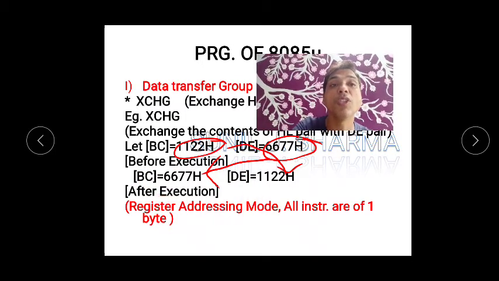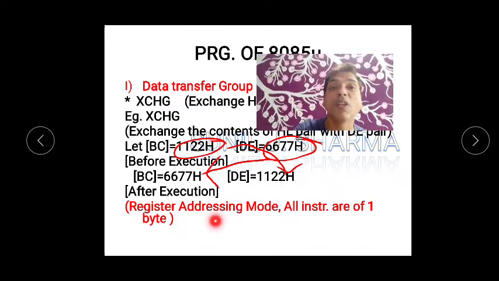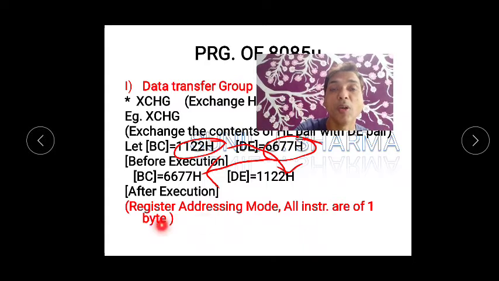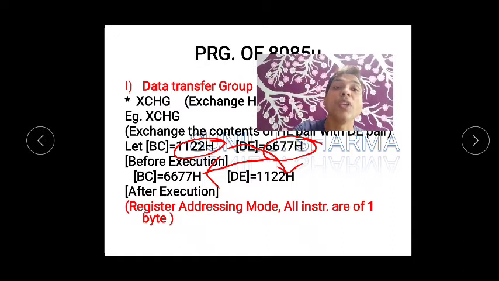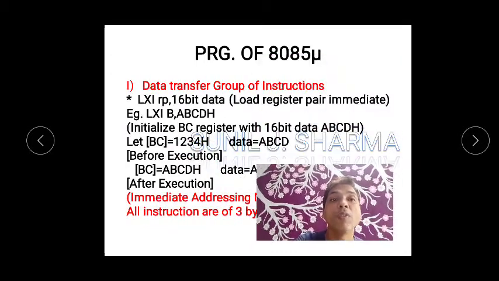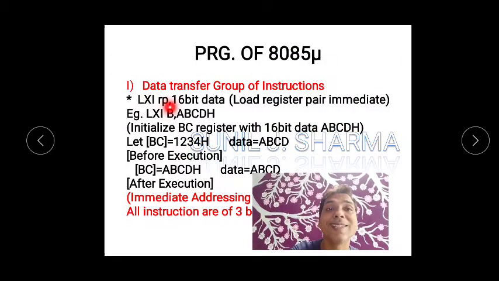This belongs to which addressing mode? This belongs to register addressing mode. All the instructions are of 1 byte. They are all 1 byte instructions, exchange instructions. We have only one exchange instruction. So can you see why it belongs to register addressing mode? Because BC, DE are all registers. Now we are going with a very important instruction, LXI.